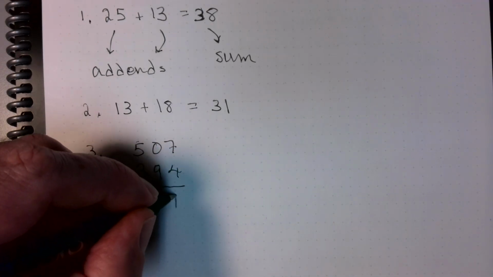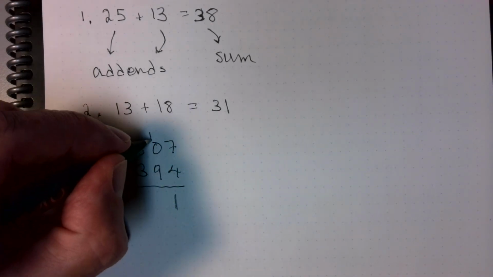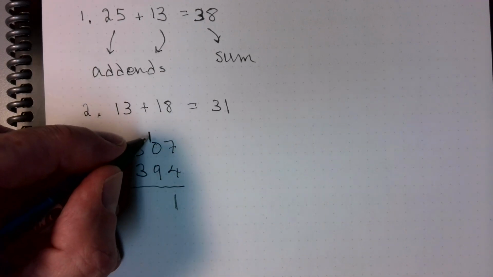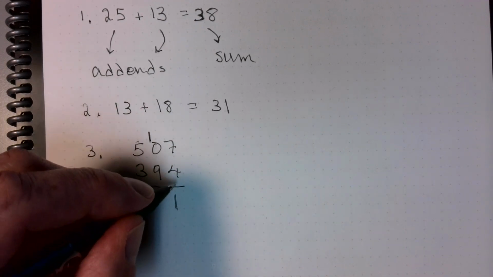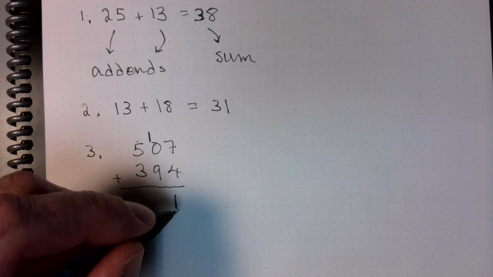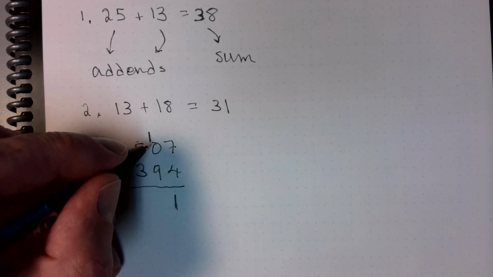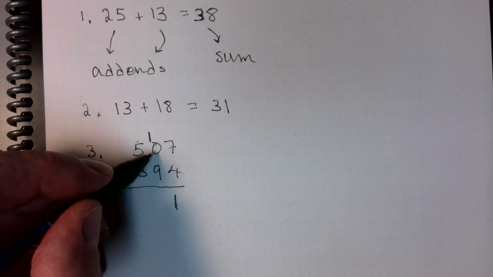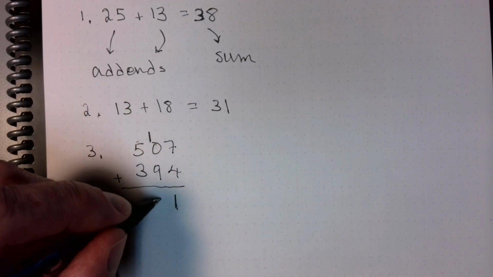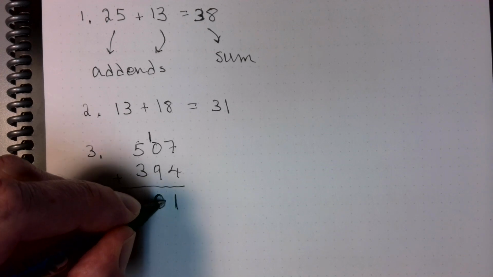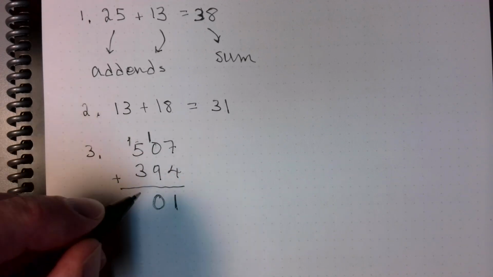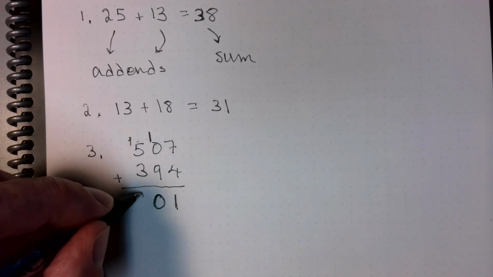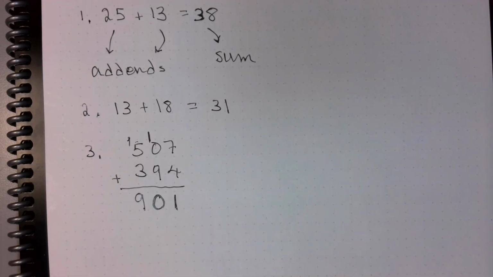So what I'm going to do is I'm going to put a 1 down here and then carry over the group of 10. Because 7 plus 4 gave me 11. That is 1 unit plus 1 group of 10. So I'm bringing the 10 over here. Okay, now here 1 plus 0 is 1, plus 9 is 10. I'm going to put the 0 down there and then carry over my 1. And that would be 901 for my sum in that problem.